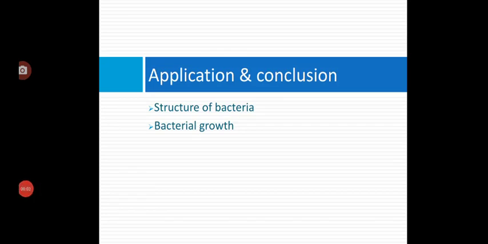Hello everyone, in this video I'll be explaining the structure of bacteria and the application of bacterial growth. Coming to the structure of bacteria, the bacteria consists of various structures: the cell wall, cytoplasmic membrane, cytoplasm, capsule, flagella, fimbriae or pili, and spores. The cytoplasm contains all the cytoplasmic inclusions and also the deoxyribonucleic acid.